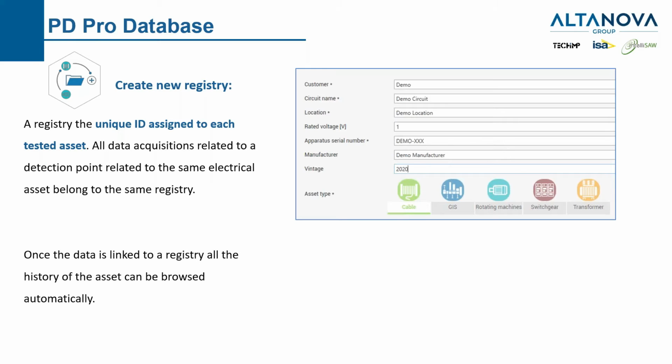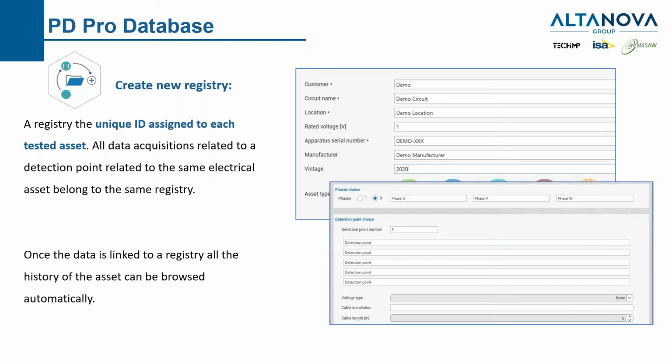If we have, for instance, a rotating machine, normally we will have just 3 phases to be tested, so we will have 3 detection points, 1 for each phase. And in the same way as for the cable, we will create these containers where all the PD data will be stored from today to the future sessions, and we can also include the older data in the same registries.